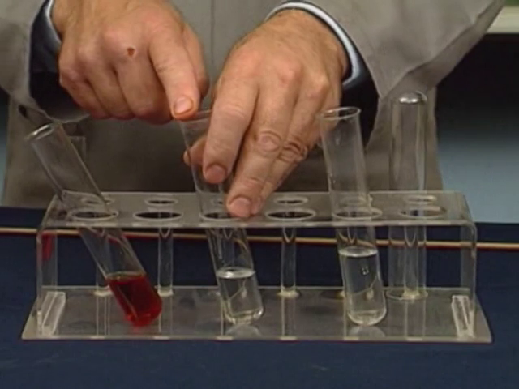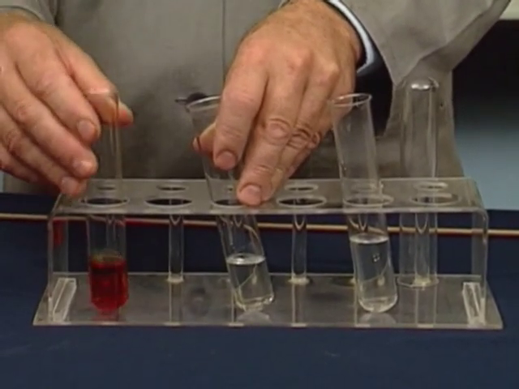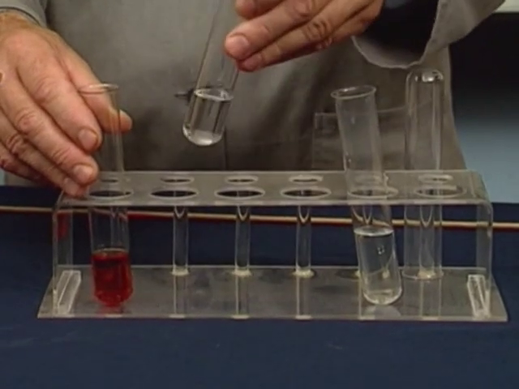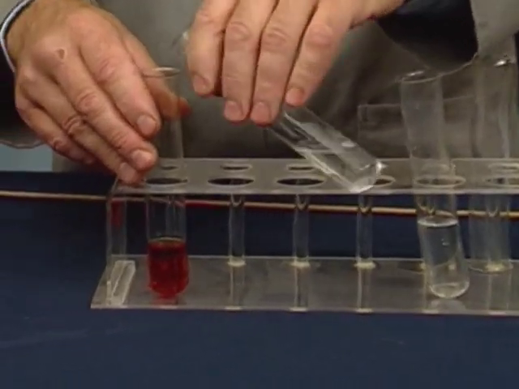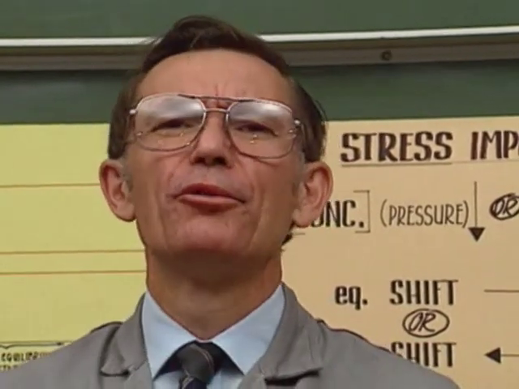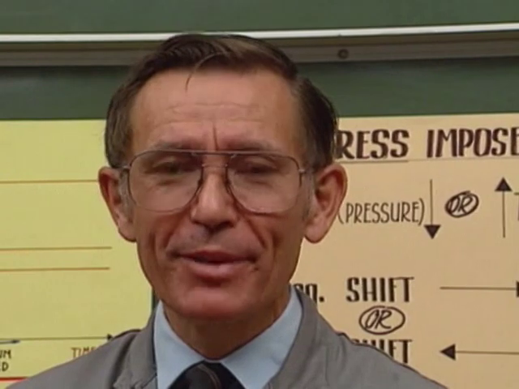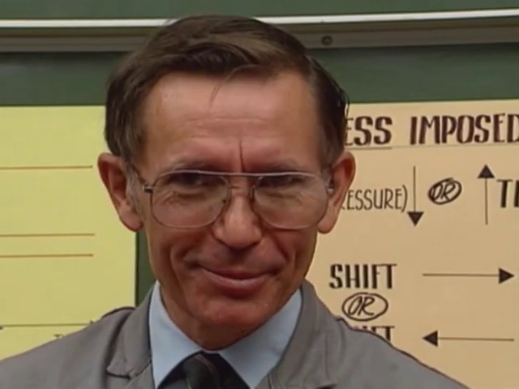In this test tube, I have a solution of potassium thiocyanate, and over here we have the equilibrium mixture. If I add this solution to my reaction mixture, we can clearly see that the equilibrium is driven to the right. For a detailed explanation of this observation in terms of Le Chatelier's principle, refer to reference number 402.4.1 in your video workbook.